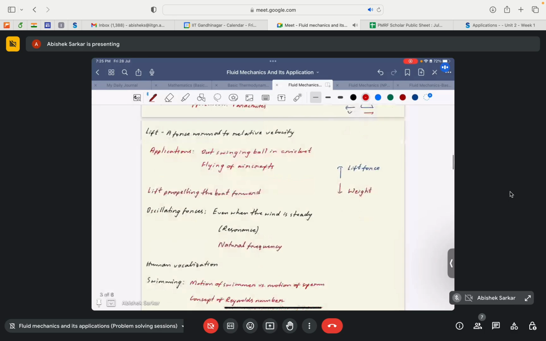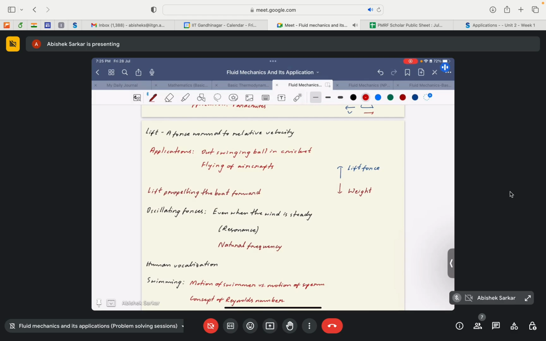Okay, then as I discussed, if there's a drag, there's always a lift force, and a lift force is a type of force that acts normal to the direction of relative velocity, right? One of the most popular applications of the lift force, which you may always hear about in day-to-day life, is in aircraft, right?